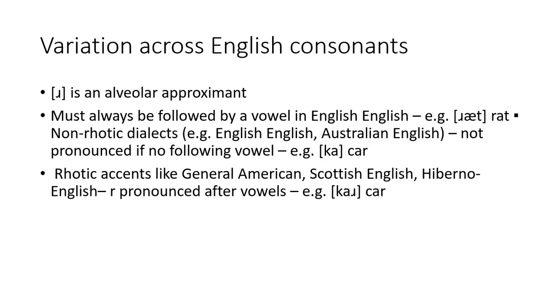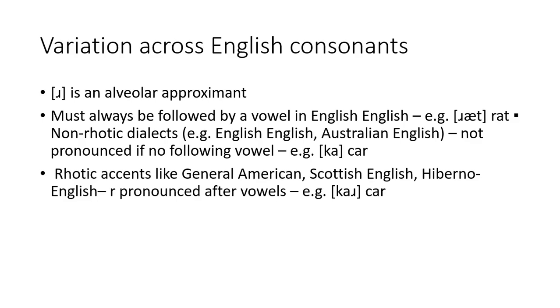There's variation across English consonants. So r is an alveolar approximant, and it has to be followed by a vowel in English, so it doesn't come at the end of a syllable. So we have rat. In non-rhotic dialects like English and Australian English, the r is not pronounced if there's no following vowel, so we get car.